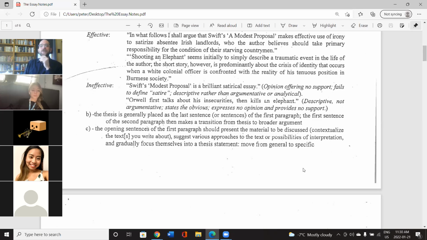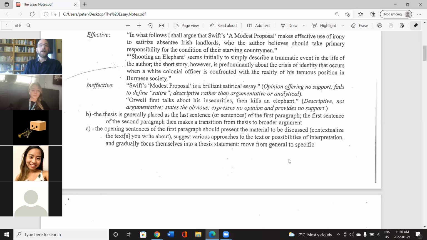Okay, so these are just some examples of the difference between strong and weak thesis statements. And I'll develop a few more of these based on the text that we're reading this year and present them to you. Okay.